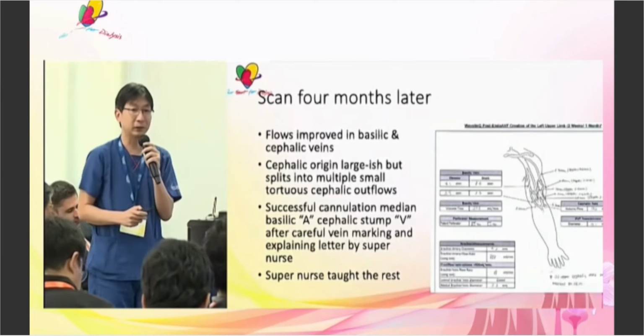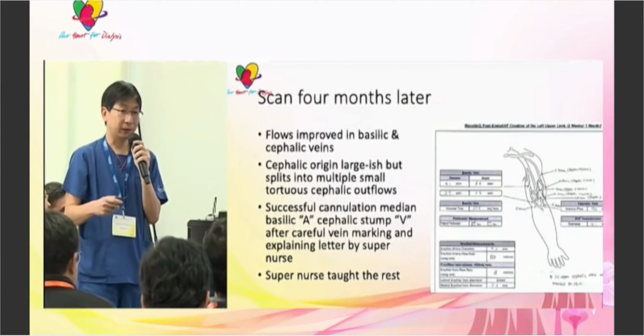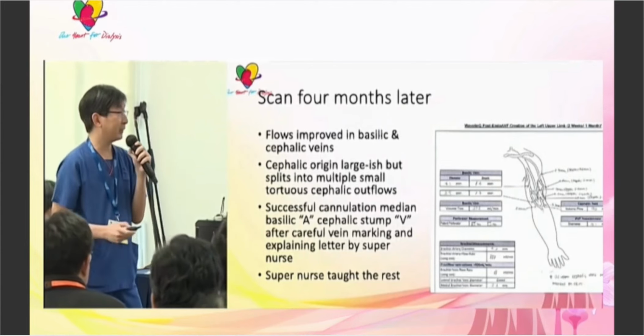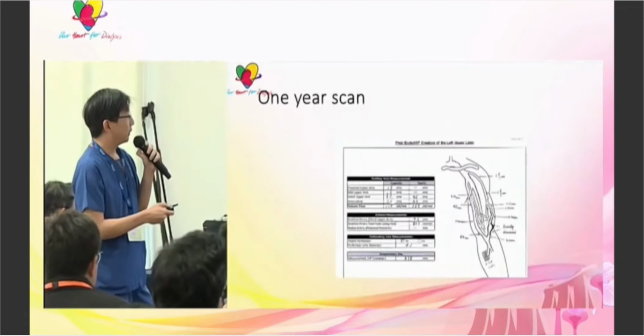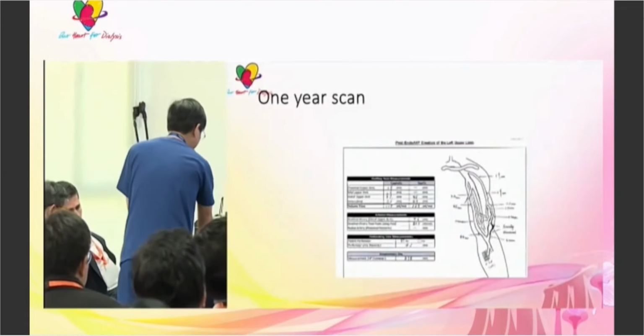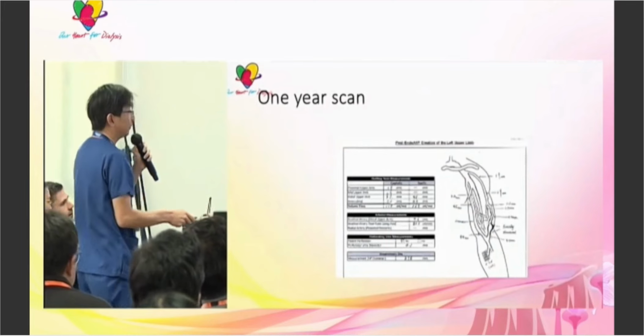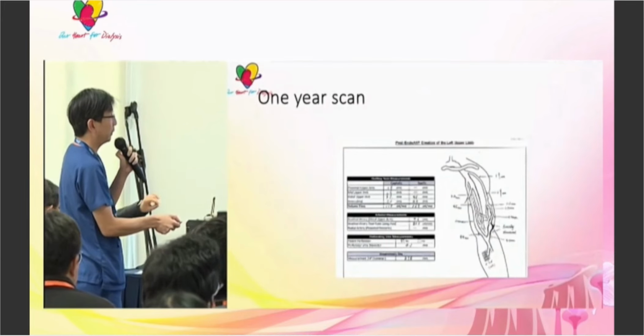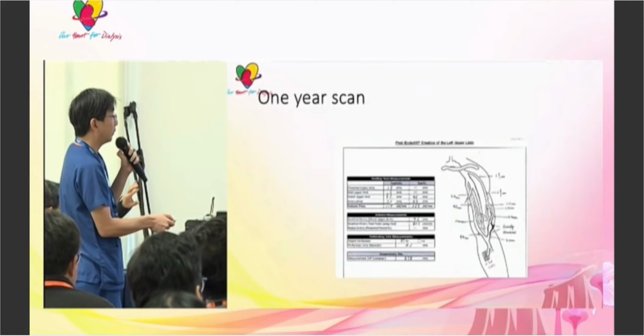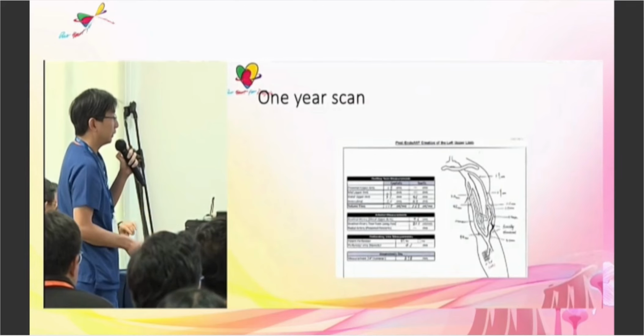One of the nurses was able to cannulate, and then that nurse actually went to teach all the other nurses in the dialysis center slowly how to do it. And this is 1 year later, so unexpectedly that cephalic stump has just gotten bigger and bigger. So all of them are now able to cannulate this part fairly well with ease. I think it's about 5 millimeters, and she's dialyzing on it.